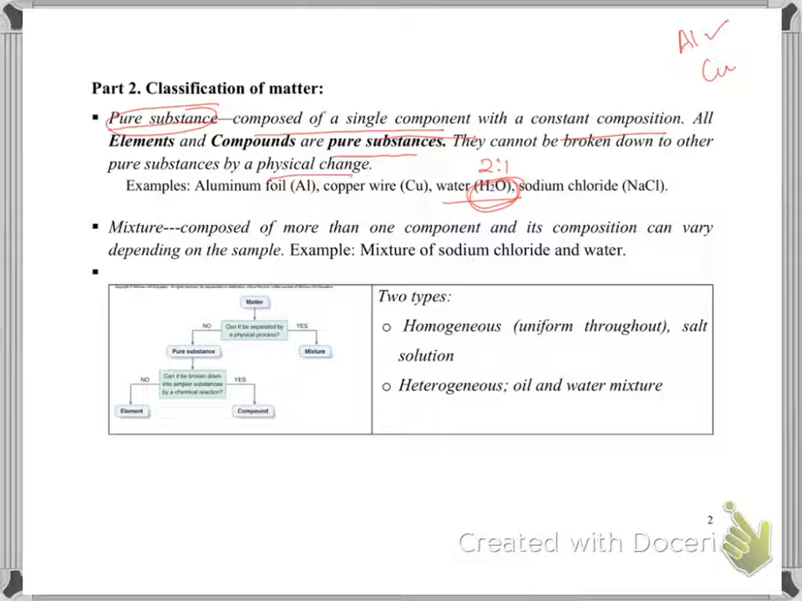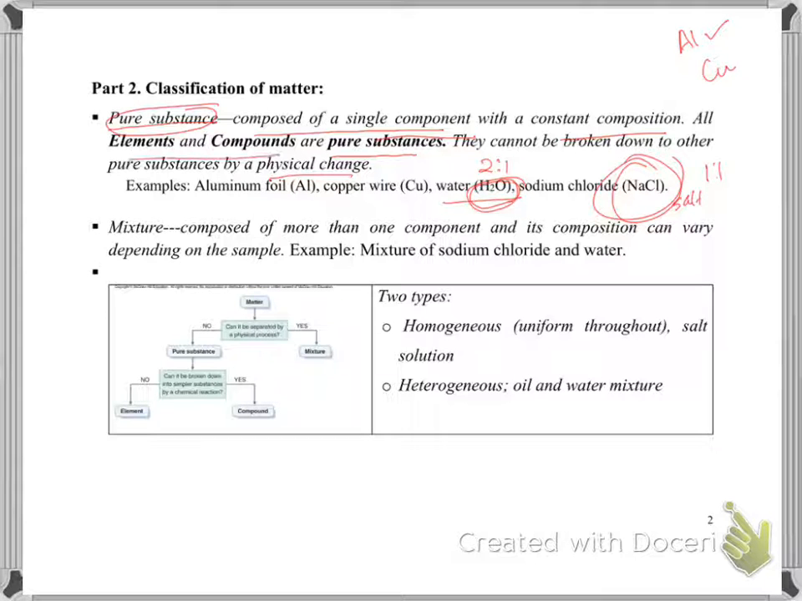So it's a compound. Similarly, sodium and chlorine combine in the ratio of 1:1 to make this compound sodium chloride, which is salt. Salt has its own properties. When you are eating salt, you're not eating sodium and chlorine, you're eating sodium chloride. It's a single component with a constant composition.